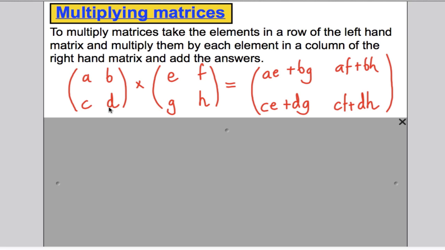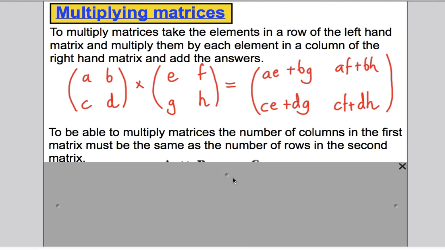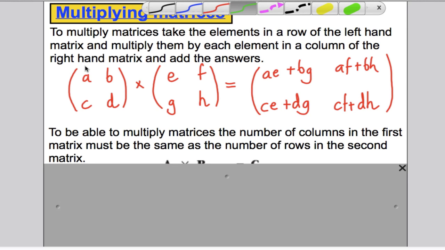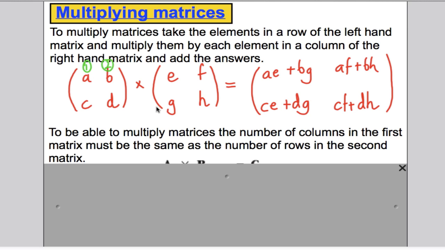And you can do it for different size matrices, 3 by 3s, 1 by 3s, etc. However, in order to be able to multiply matrices together, the number of columns in the first, okay, the number of columns here, there was 1, 2 columns, must be the same as the number of rows in the second. There was 1, 2 rows here, and it worked.